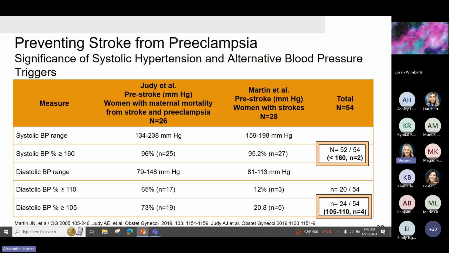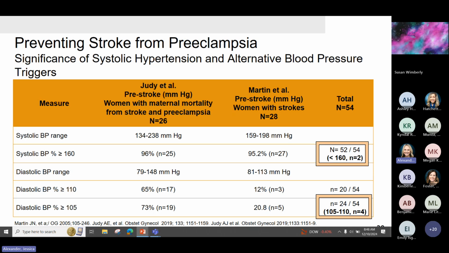So what's the focus? The focus is preventing stroke with preeclampsia. This is a very interesting slide, and it basically demonstrates that the significance is probably on the systolic blood pressure rather than the diastolic. If you look at these two different studies, it's showing what the blood pressure was pre-stroke with maternal mortality from stroke in preeclampsia. The range there for systolic blood pressure is 134 to 238. Again, emphasizing that there is a significant range of systolic blood pressure that can lead to a stroke. It's not just simply what we define as severe, greater than 160.